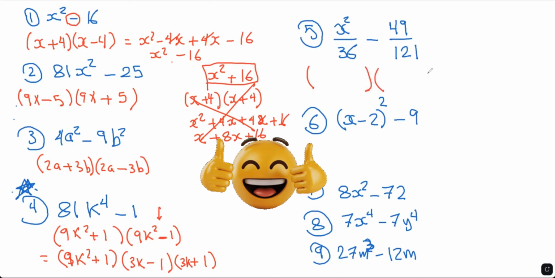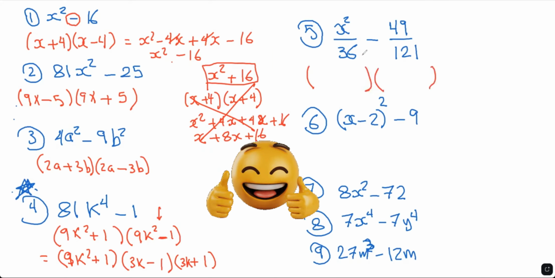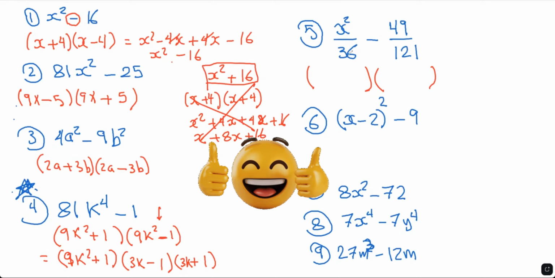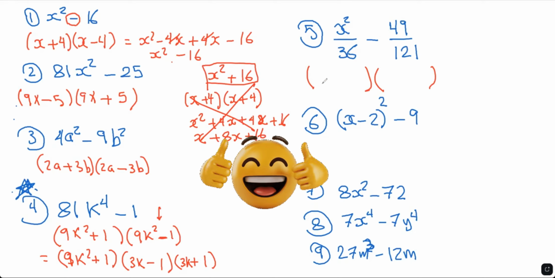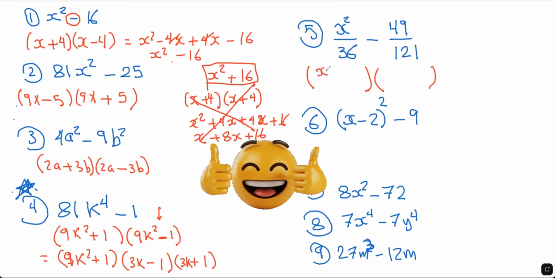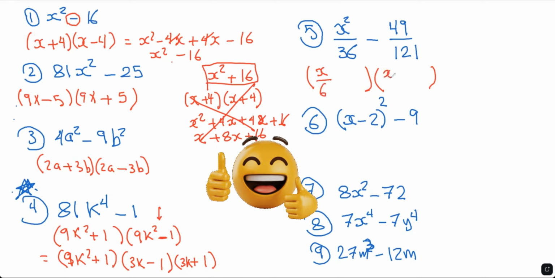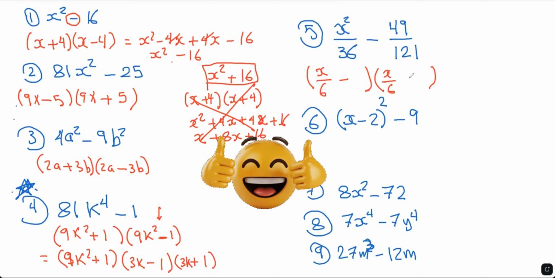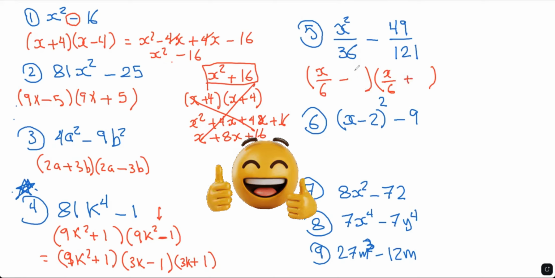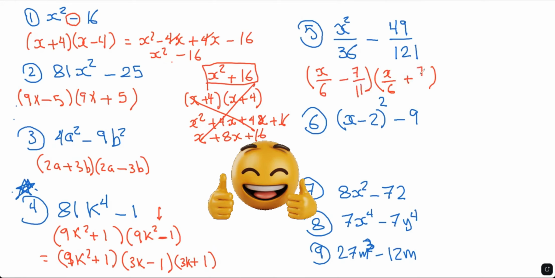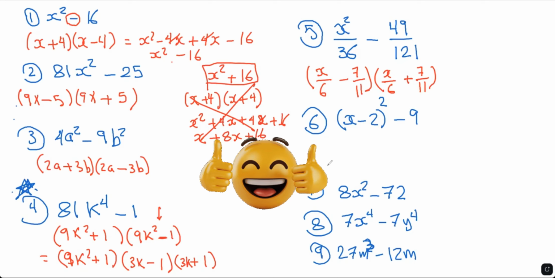And now here's another one that freaks everybody out because it's fractions. But it's the same thing. You just square root the first term, and that's going to give you x over 6. The square root of x squared is x, and the square root of 36 is 6. So you write that in both brackets, and then you square root the 49 over 121, that's 7 over 11. Of course, there's a minus and a plus sign in the middle.